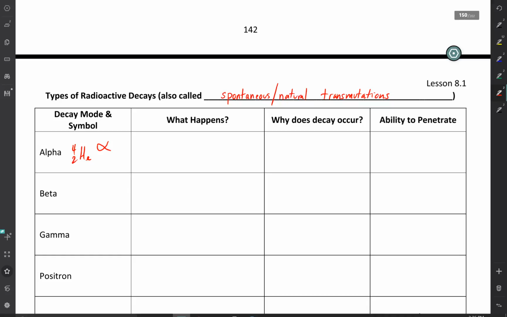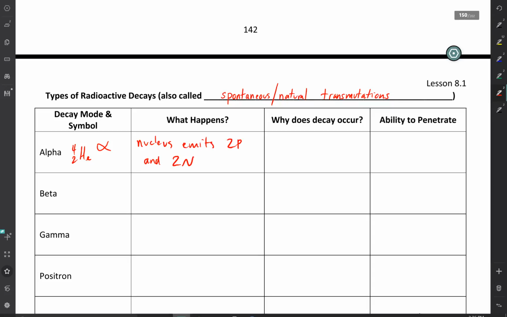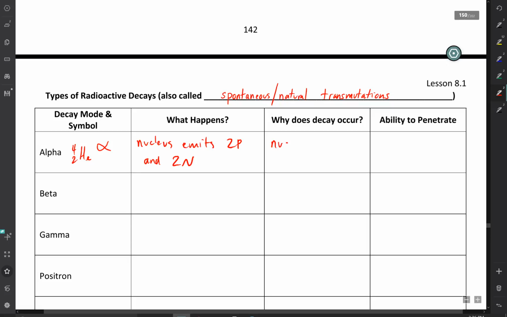So really what happens during alpha decay is the nucleus emits 2 protons and 2 neutrons. And hopefully the symbols, or my shorthand of P and N, make sense for protons and neutrons. This type of decay occurs because the nucleus is too big. A lot of times we see our really heavy elements or heavy atoms undergoing alpha decay.